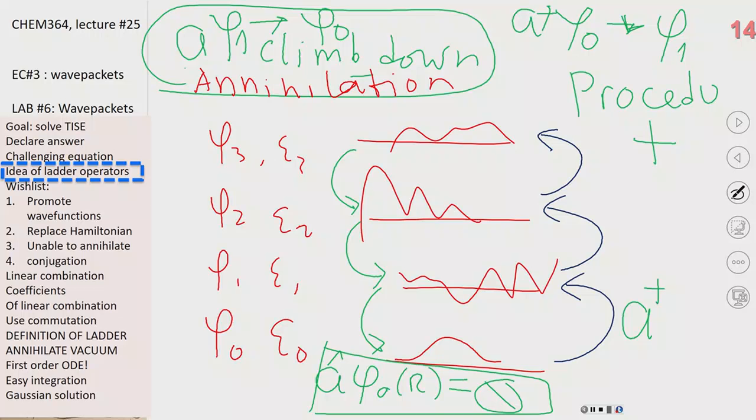And the main idea, the main immediate benefit of this hypothesis, if we will be successful, is that by applying the lowering operator to the lowest possible state, we should get what? Zero. Right. Is it convincing? Okay.